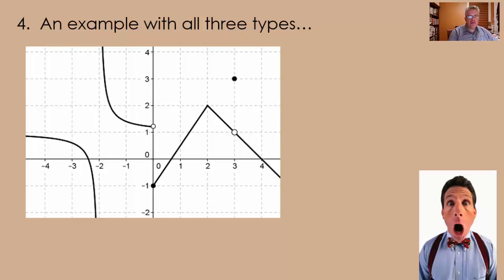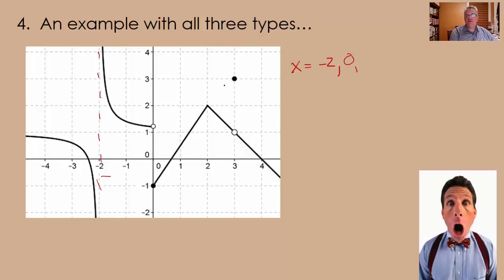Okay, this graph here has an example of all 3 types of discontinuities. So if you look carefully at x equals -2, right here, it has a vertical asymptote. If I listed the points of discontinuity, the first one would be -2. The second place, it has a jump at x equals 0. This piece goes down to 1, or it looks like a little bit more than 1. This piece goes to -1. They don't match. There's a jump here.